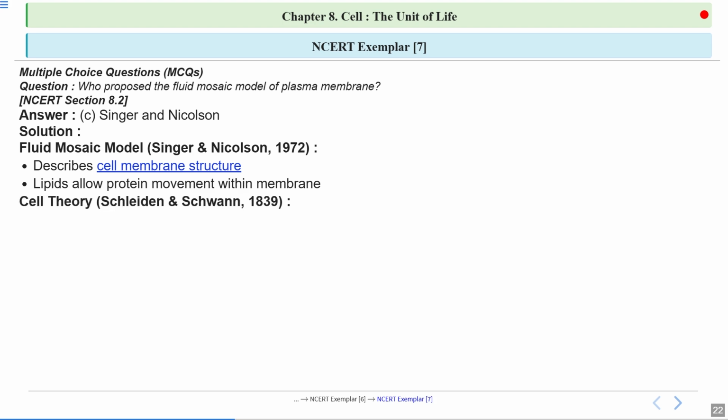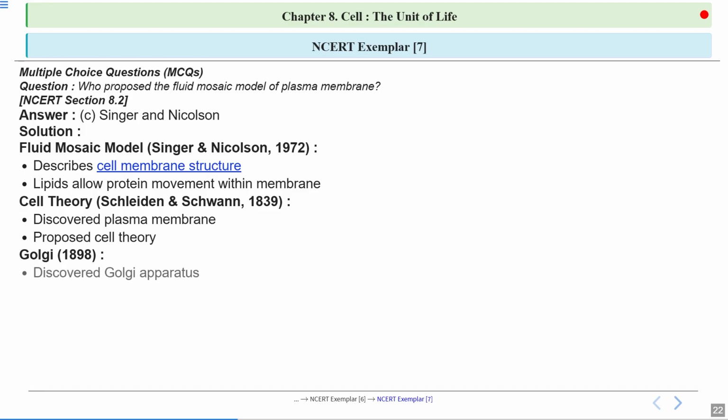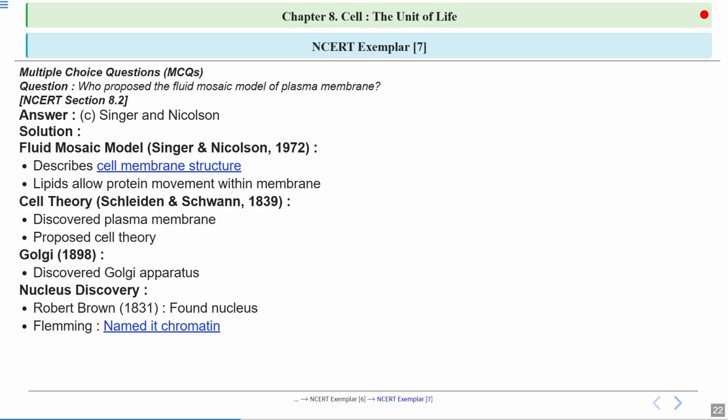Okay, cell theory was given by Schleiden and Schwann in 1839. So they proposed cell theory. Cell theory says that plants are made up of cells, animals are made of cells, and cells arise from pre-existing cells. Then Golgi in 1898 discovered the Golgi apparatus or Golgi complex. Then the nucleus was discovered by Robert Brown in 1831. Clear? Now Fleming named the nuclear material chromatin.